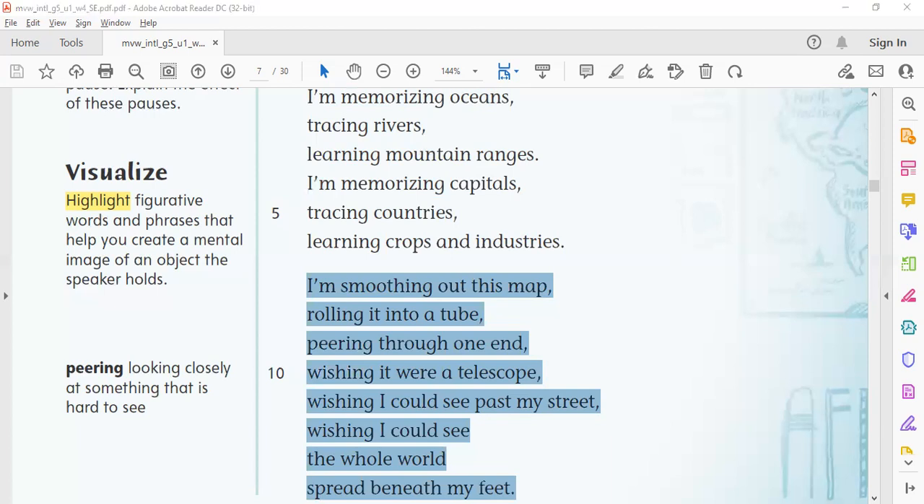Wishing I could see past my street. Yes, wishing I could see past my street, wishing I could see the whole world. Very good, very, very good. Thank you very much for that, Adham.